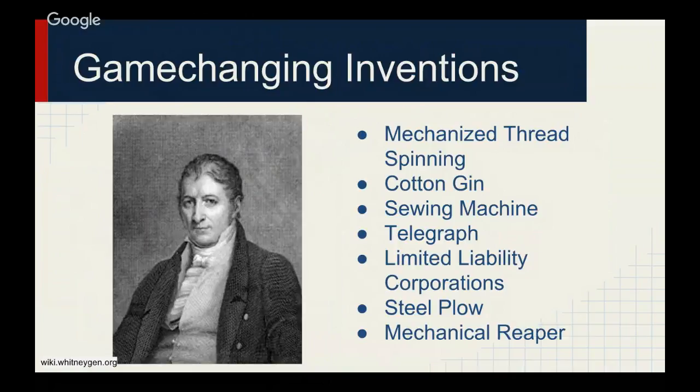The invention of the sewing machine by Isaiah Singer, the telegraph invented by Samuel Morse, which allowed communication to occur at a much more rapid rate. The concept of limited liability corporations, LLCs, you've probably heard that term. Essentially, what an LLC is, it's a protective company, an umbrella company, if you will, where an investor would only lose what he had invested in the business, not everything he or she owned. So it would protect them from liability for the products of a business that they were investing in.